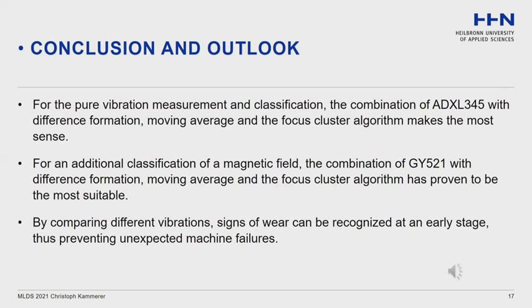If only acceleration data is used for a classification of a motor, the combination of the ADXL345 with difference and average data and the focus cluster algorithm is the best option. With an additional magnetic field, the GY521 and the same conditioning method and algorithm is the most suitable. Now that we can categorize the motor based on its vibration, we can use this information to build a model which predicts different states of the motor to get an approximation of its remaining operation time.